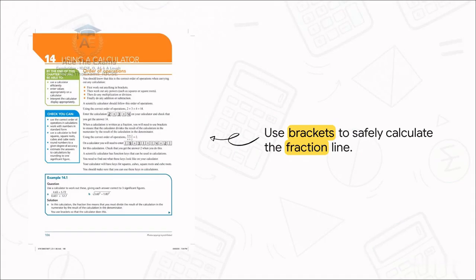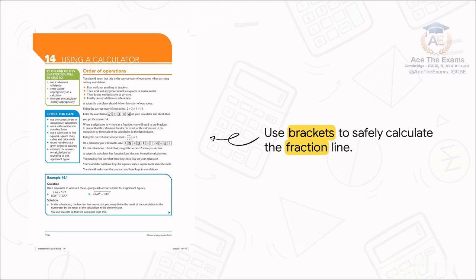And this example brilliantly illustrates exactly why you must use brackets for fractions. Take a look at this calculation: 9 plus 3 all divided by 4 plus 2. We know the answer is 2, right? Because 9 plus 3 is 12, 4 plus 2 is 6, and 12 divided by 6 is 2.